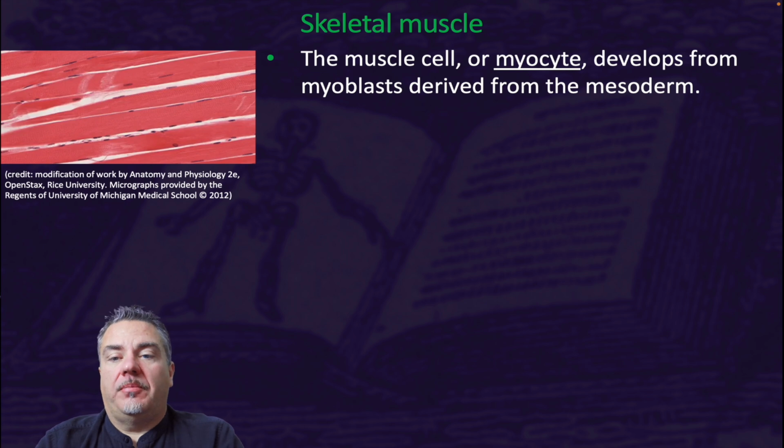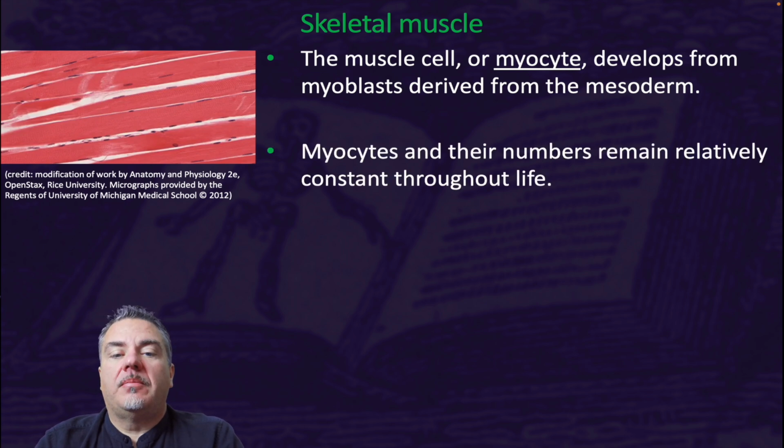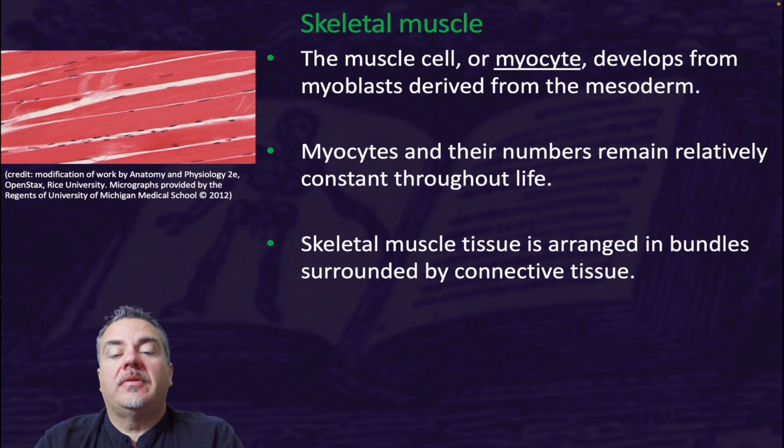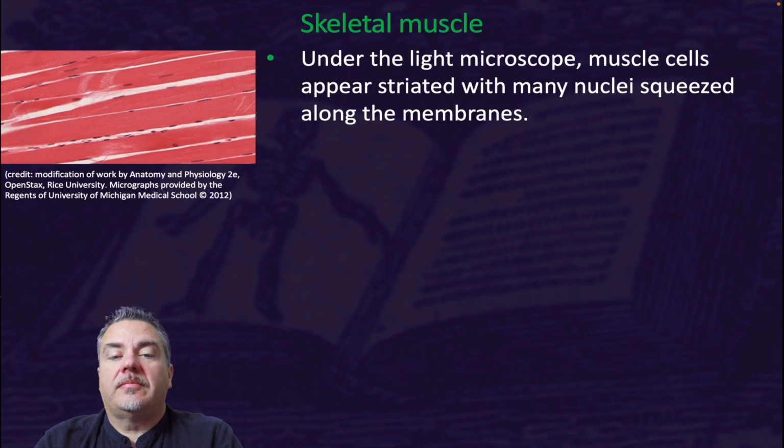The muscle cell, or myocyte, develops from myoblasts derived from the mesoderm. Myocytes and their numbers remain relatively constant throughout life. Skeletal muscle tissue is arranged in bundles surrounded by connective tissue. Under the light microscope, muscle cells appear striated, with many nuclei squeezed along the membranes.